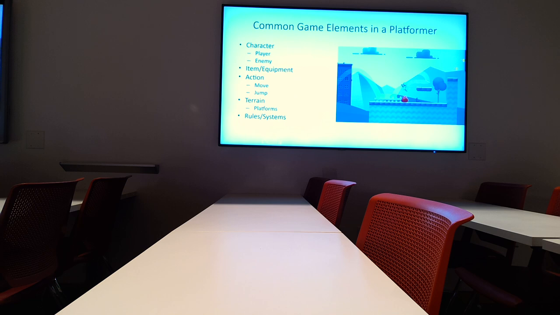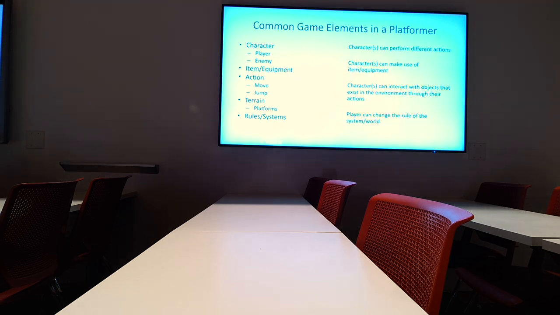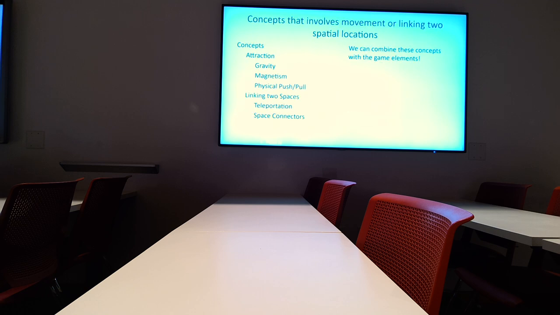You have a character, player character, enemy character. You have some kind of item equipment. You have actions you can do: move, jump, shoot, platforms, and other stuff, and rules and systems. So maybe a character can perform a different action other than jumping to move around. Maybe they can make use of their item equipment. Maybe they can interact with the objects that exist in the environment, or maybe they can change the rules of the system or the world. And these are some of the concepts that may involve movement or linking two spatial locations: gravity, magnetism, physically push and pull, or linking two spaces with teleportation or space connectors, aka ladders, elevators, etc. So you can combine the two.